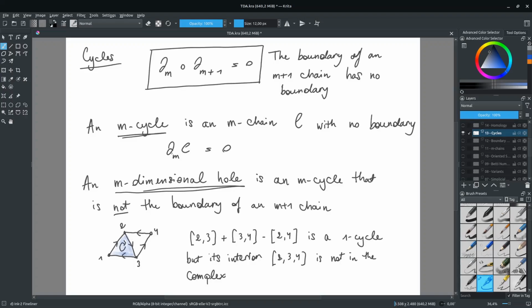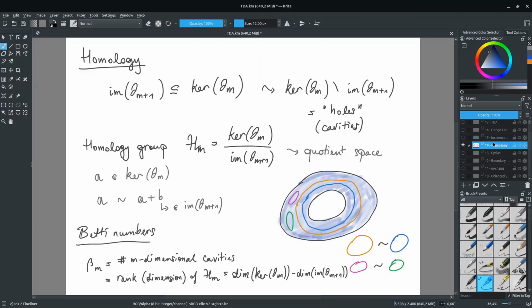As an example on the bottom here, I have this simplicial complex. We have 2, 3, plus 3, 4, minus 2, 4. This cycle here is a one-cycle whose inside triangle is not filled in, so it is in fact a hole in my complex. The cycle 1, 2, 3 is not a hole because it is the boundary of the triangle 1, 2, 3. So that's the big idea. And now we can start doing things. I have two things. I have the image of d_(m plus 1), so those would be the boundaries. Obviously, it's in the kernel of the boundary of d_m.